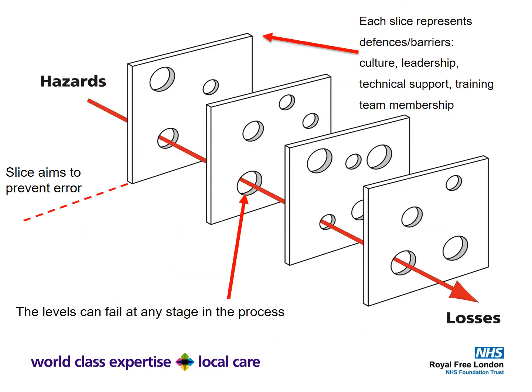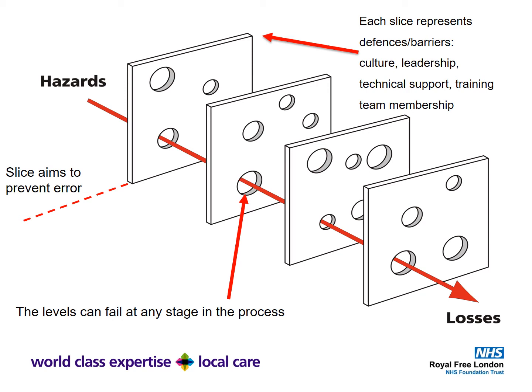Let's have a look at the model in a bit more detail. So this is your slices of Swiss cheese. I'm told it's Swiss cheese because it has lots of holes in it. Now you've basically got hazards that run all the way through the slices to significant losses, and that could of course be the loss of a patient's life.